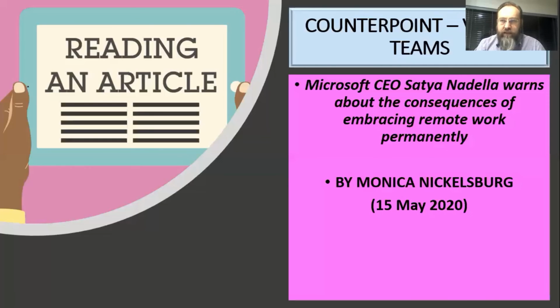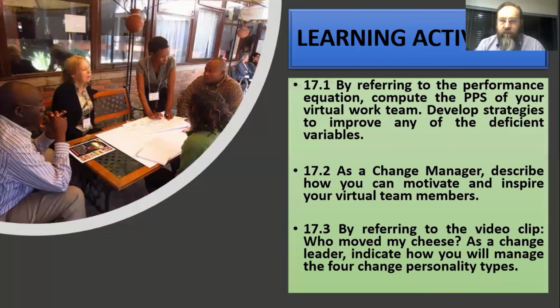So again, you'll find a full copy of the article in Workbook 6. I'd like you to read through it, and then similar to what we said with Learning Activity 17.1, I'd like you to calculate the performance potential score, the PPS, by utilizing the performance equation. In other words, the motivational levels multiplied by the ability levels, multiplied by the team environment, and of course, develop the strategies to improve on any of these deficient variables. In other words, if you feel that motivation is lacking, what can we do to improve on the motivational levels?